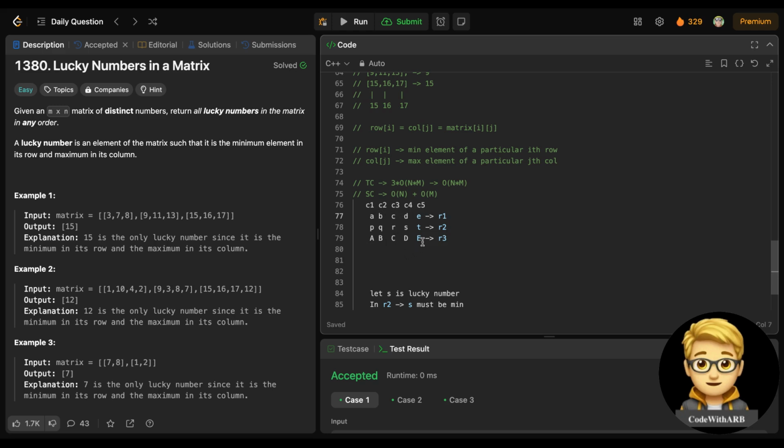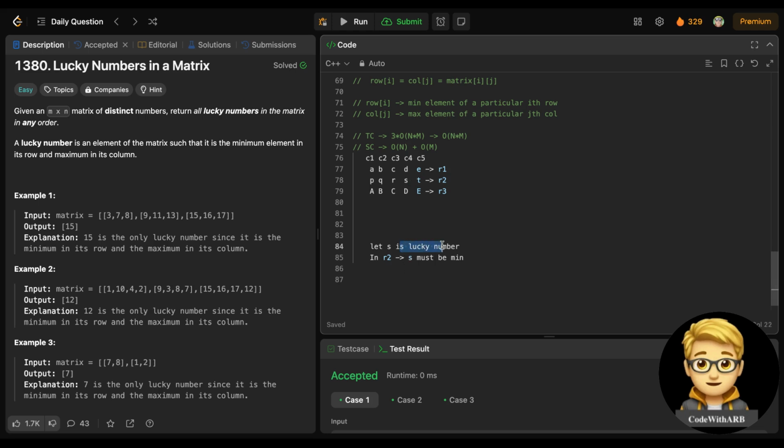So if you see, if s is the minimum, s is the lucky number, s must be minimum in r2, and s must be maximum in c4, right? In c4, s must be max. And suppose I'm taking that there is more than one lucky number. So suppose I am taking a as a lucky number also. Let's take a is also a lucky number.